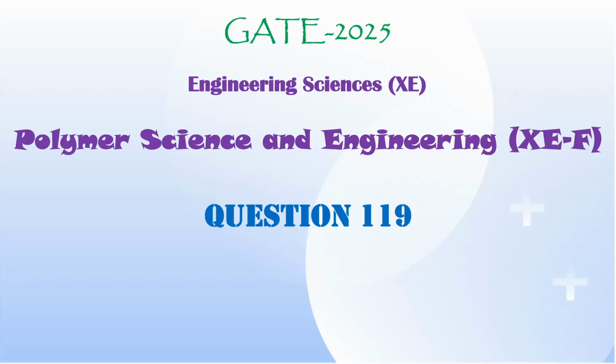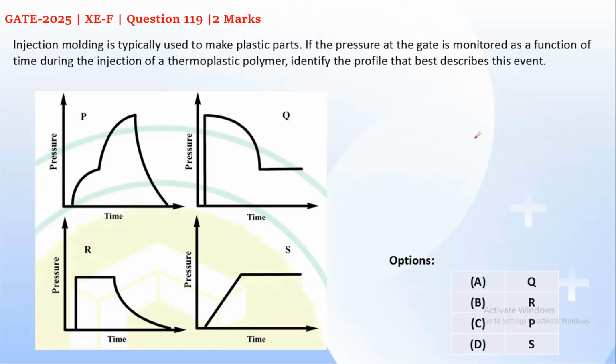In this video, we will discuss the solution of question number 119. This question was asked for 2 marks. Injection molding is typically used to make plastic parts. If the pressure at gate is monitored as a function of time during the injection of thermoplastic polymer, identify the profile that best describes these events. So they have given 4 profiles P, Q, R, S. We have to match which pressure and time is best described.